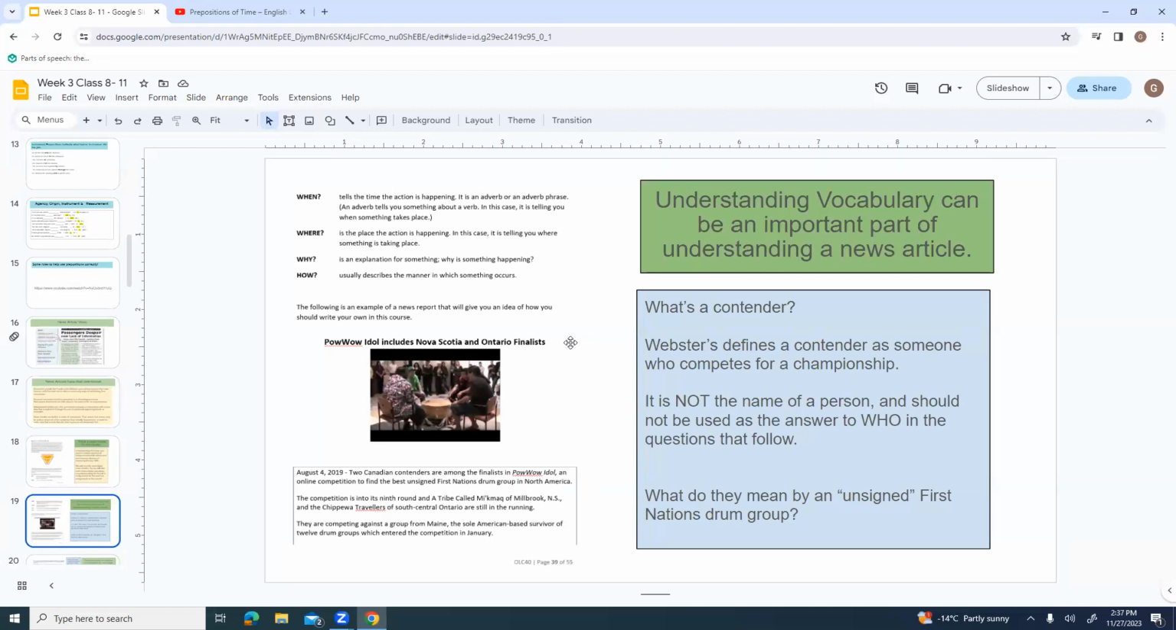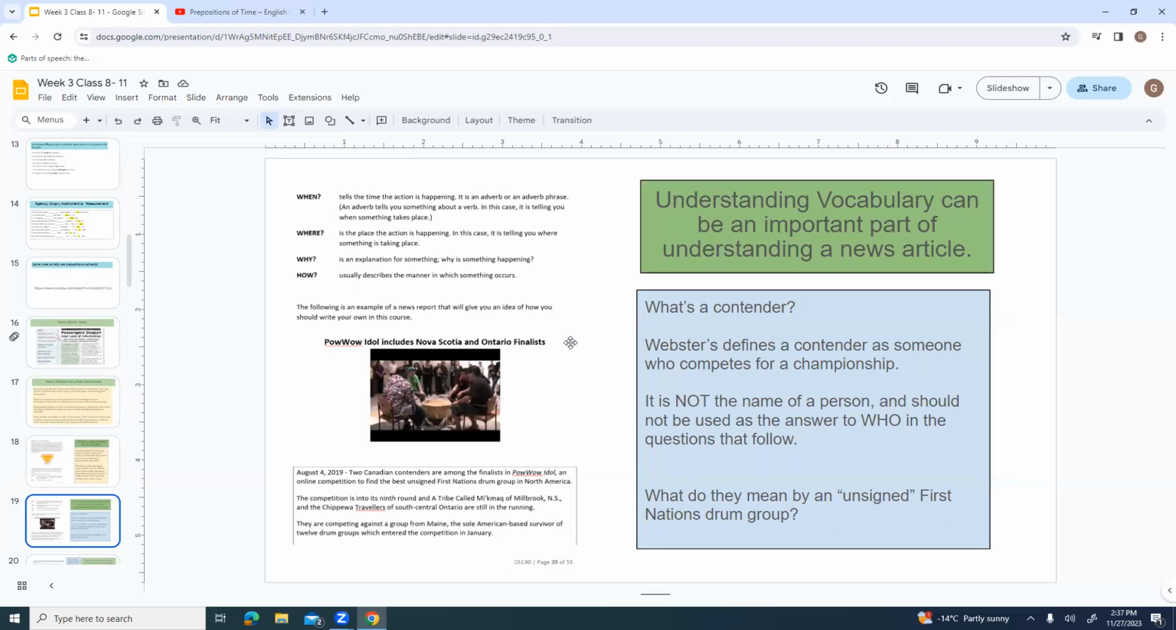The competition is in its 9th round, and a tribe called Micmac of Millbrook, Nova Scotia, and the Chippewa Travelers of South Central Ontario are still in the running. They are competing against a group from Maine, the sole American-based survivor of 12 drum groups, which entered the competition in January. So I want to point out, understanding vocabulary can be a really important part of understanding a news article.